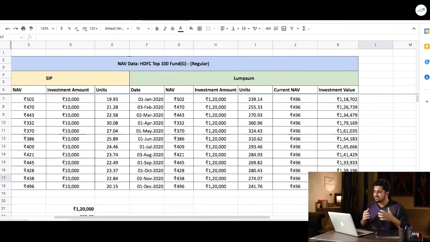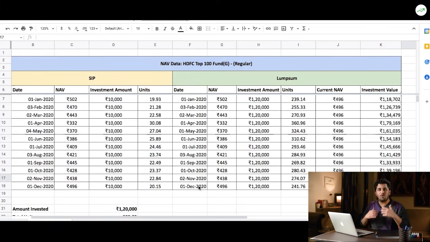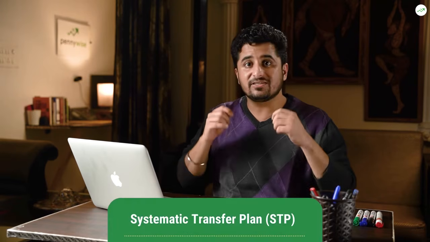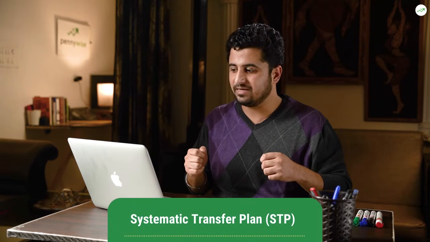And that's why it is said that we all must be disciplined when it comes to our investment approach, and SIP is that discipline. SIP is the way through which we can develop that discipline, right? I hope that helps. I hope this has clarified the SIP versus lump sum. Moving forward, the next that I'd want to discuss is a systematic transfer plan.